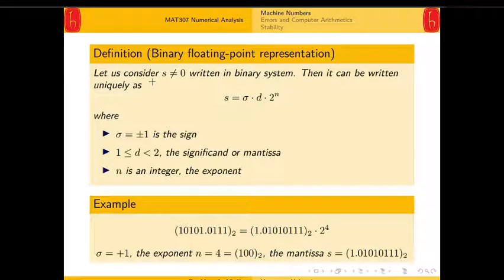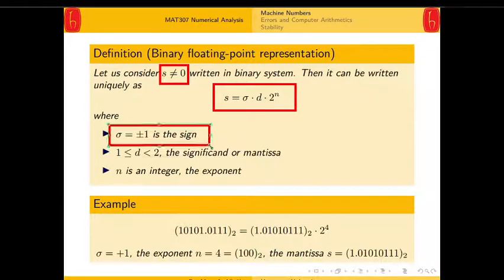Okay, so the definition for binary floating point representation. Let's consider a non-zero number s in the binary system. Then it can be uniquely represented as s equals sigma times d times 2 to the n. The sigma will be the sign of the number.